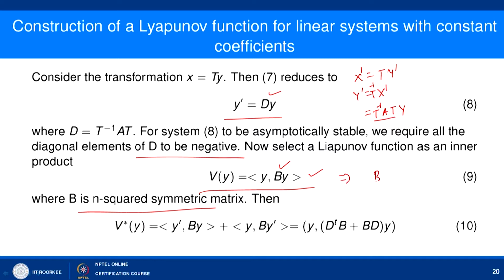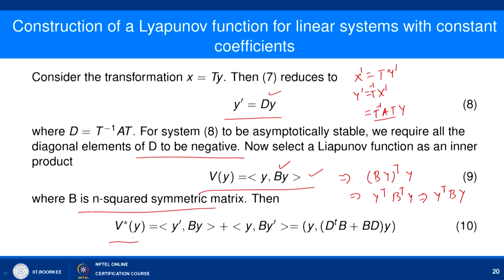Basically, it is nothing but y transpose B y here. So, it is y transpose B y, and it is nothing but y transpose B of y here. So, V of y is nothing but y transpose B y, where B is a symmetric matrix. So, V(y) is given as y transpose B y here. So, we can say that V(y) is this.